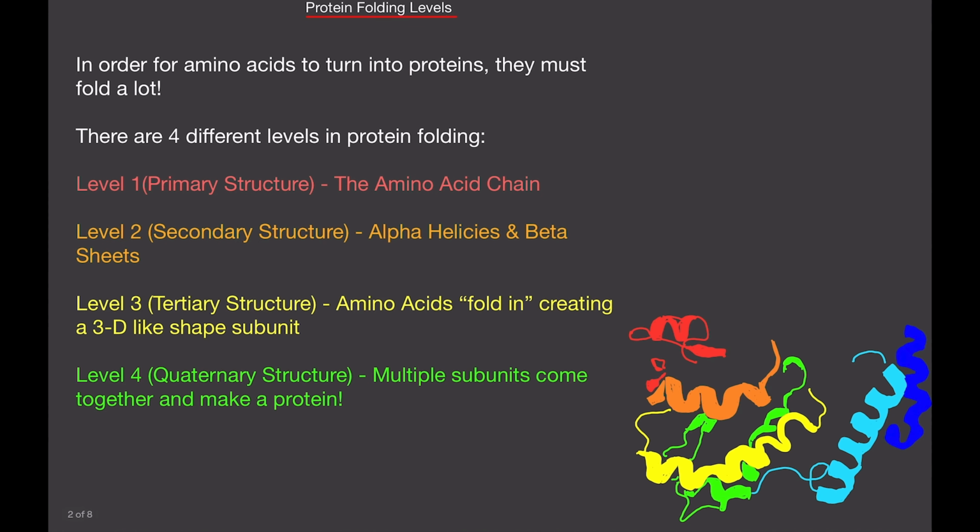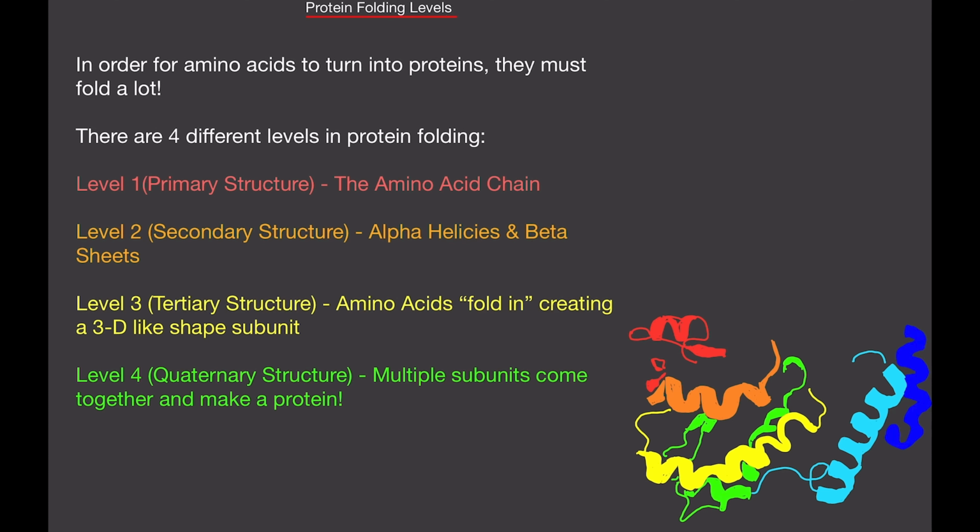In order for amino acids to turn into proteins, they must fold a lot. Well, there are 4 different levels in protein folding. The first, or level 1, is the primary structure. The primary structure of proteins is the amino acid chain.